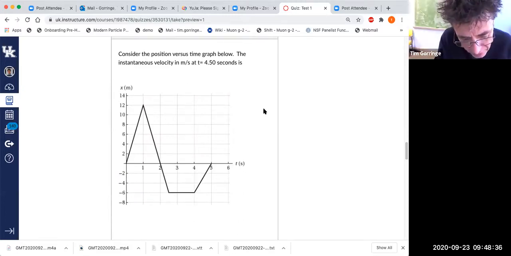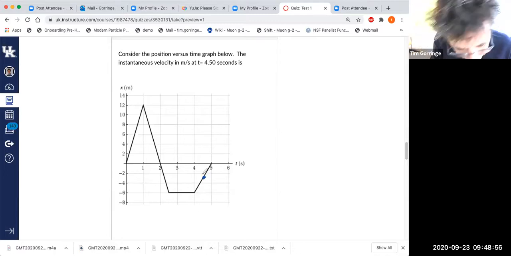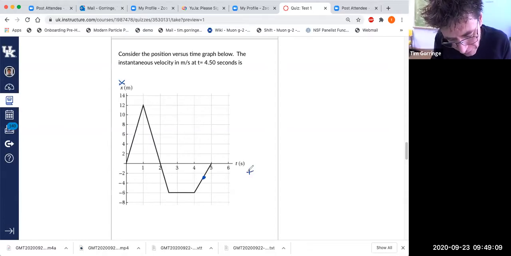The next question says, look at the position versus time graph and figure out the instantaneous velocity at 4.5 seconds. So 4.5 seconds, let me mark it, that's here. And we want to know the instantaneous velocity at that moment. Now, the key thing is that on a position versus time graph, velocity, instantaneous velocity, is the slope of the line that represents position versus time. So we want the slope at this point here.